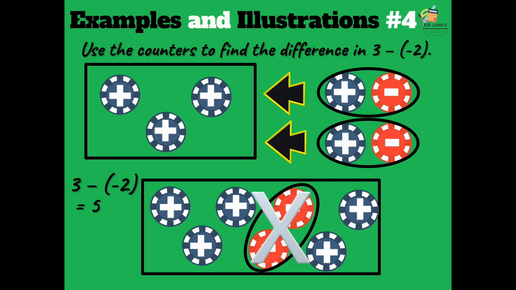Or, algebraically speaking, sa 3 minus negative 2, kung mapapansin nyo, merong dalawang negative, yung minus saka yung negative sa negative 2. So, pwede natin siyang isulat ng ganito, 3 plus 2. So, 3 plus 2 is equal to 5. So, kung mapapansin nyo, parehas lang ang sagot.